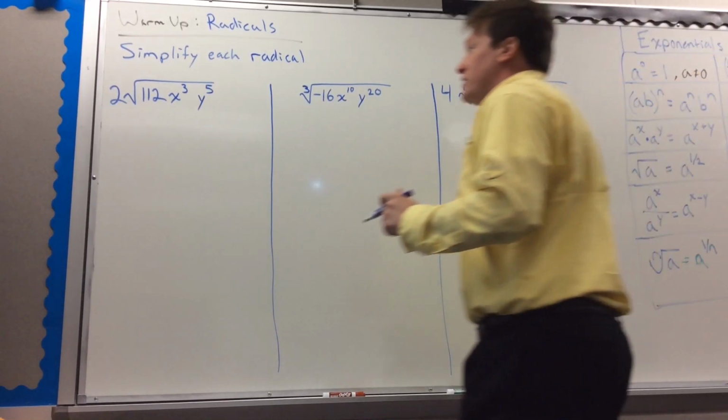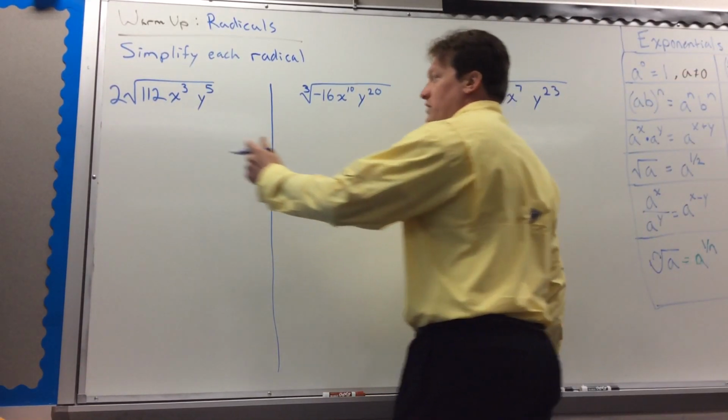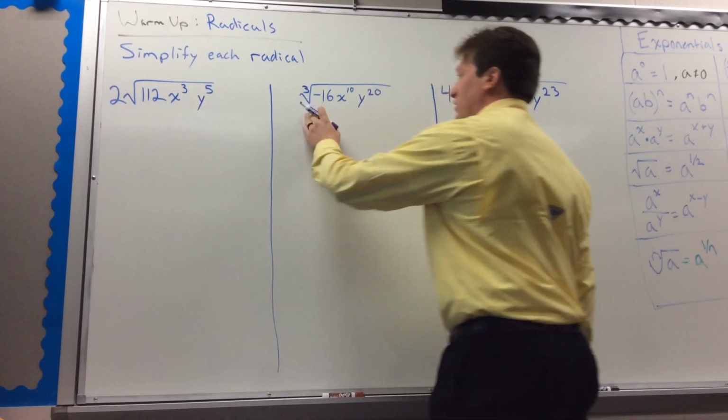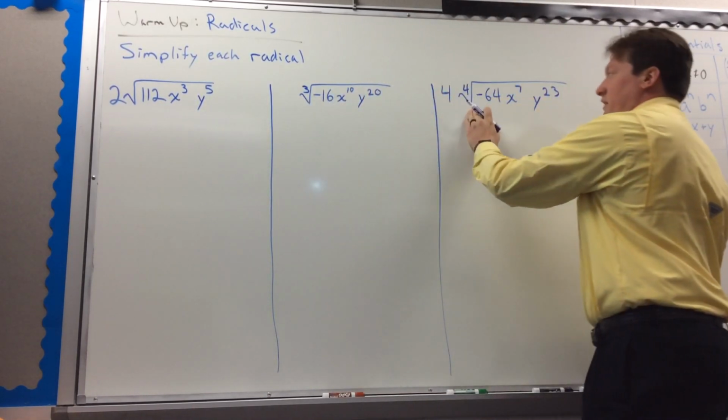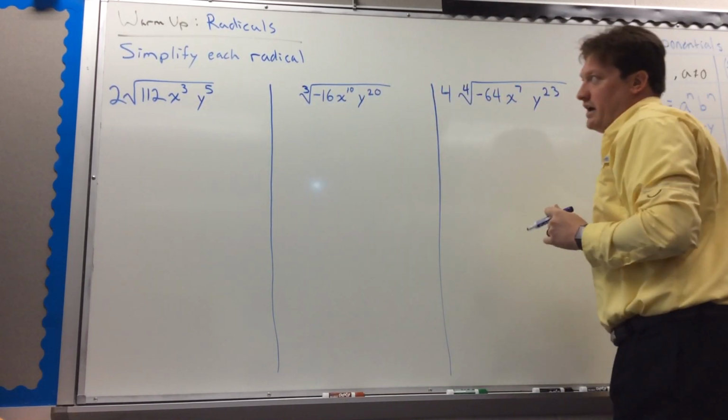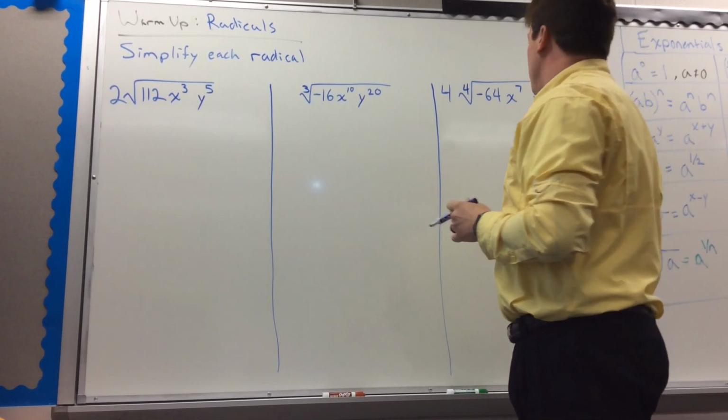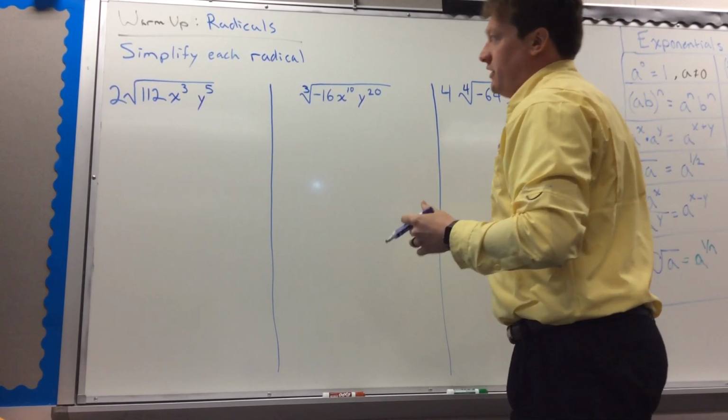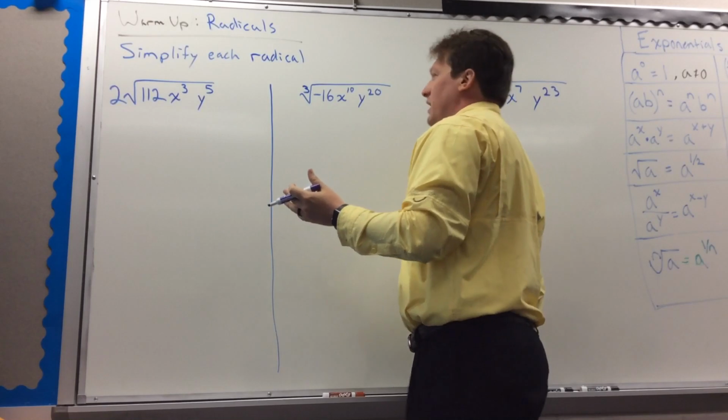Okay, for our warm-up today, we're just going to simplify some radicals. First question's got a square root. Second question's got a cube root. And the third question's got a fourth root. And what are the specific rules when we simplify to get things going? So we're just going to simplify this as far as we can.